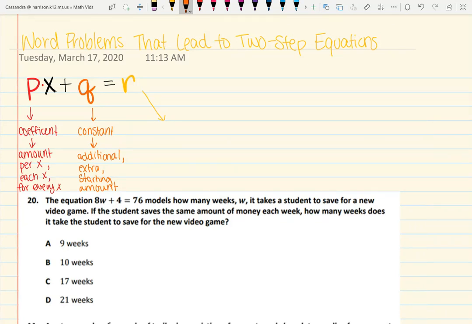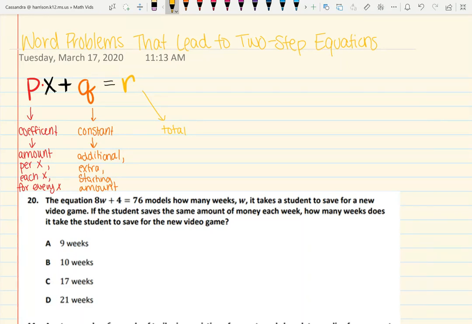So if you combine, and by combine, I mean add together, the amount that you got per x and then the additional amount, if you add those two things together, you get your total, which is what we see right here in the yellow. And there's really no real world term for total. It just depends on what the word problem is. It could be total money, total time, total weight. It just really depends on what the question is asking you.